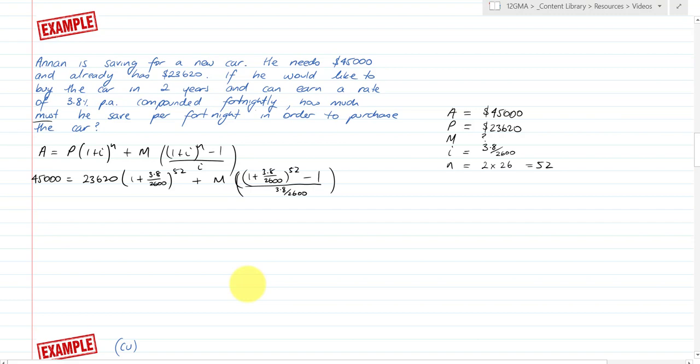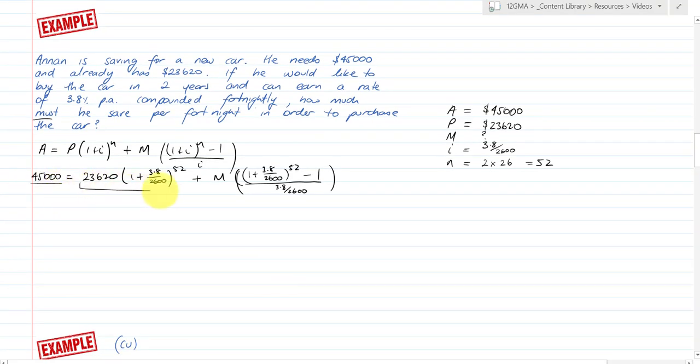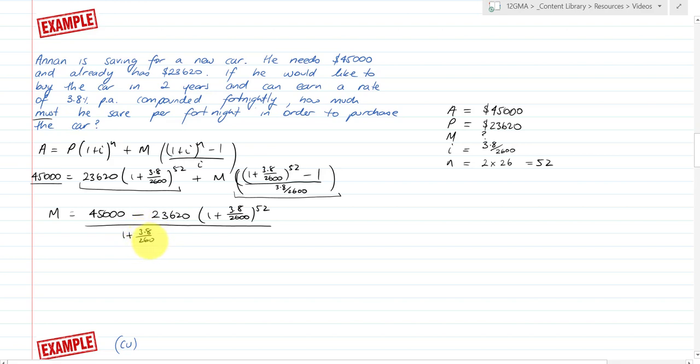You should do all of these values as we go. But if I evaluate this, which means doing that, subtracting this, and then dividing through by that to get M by itself. So M will be equal to 45,000 minus 23,620 times (1 + 3.8/2600)^52, all divided by this bit, ((1 + 3.8/2600)^52 - 1) over I, which is 3.8/2600.